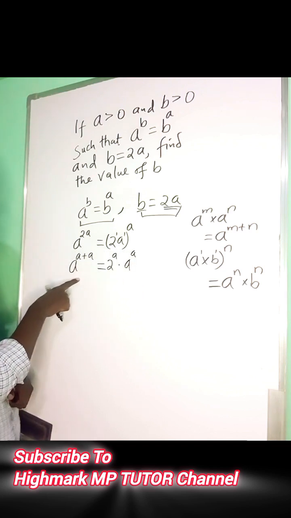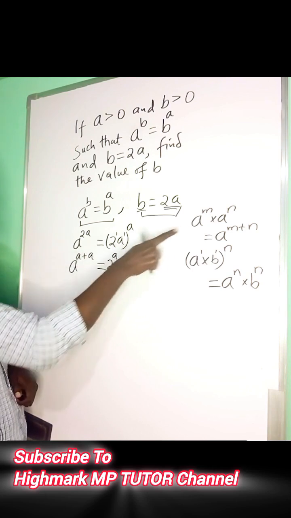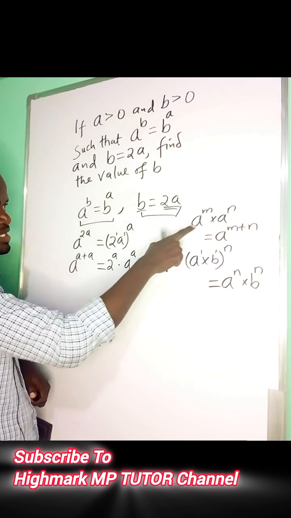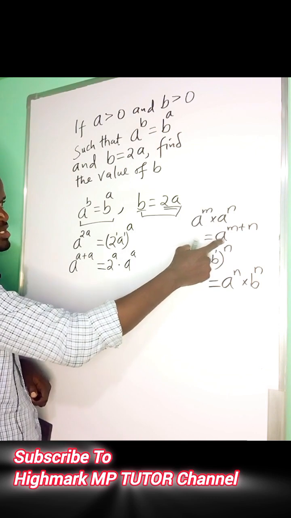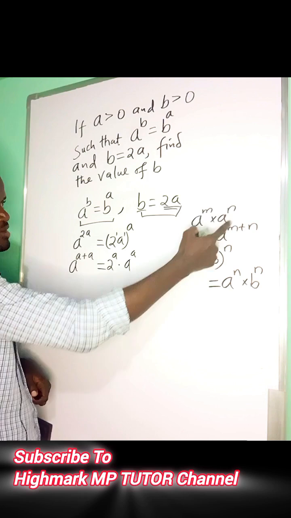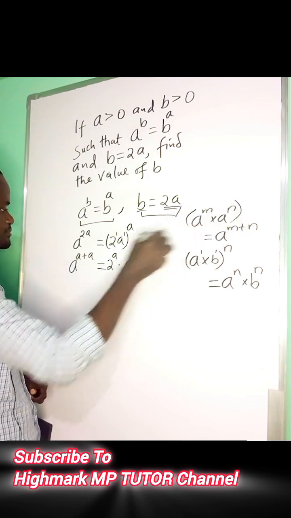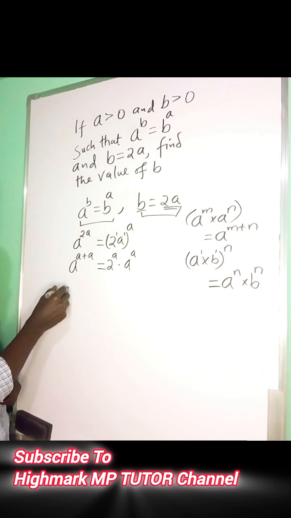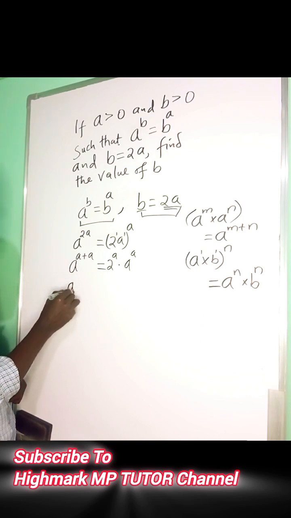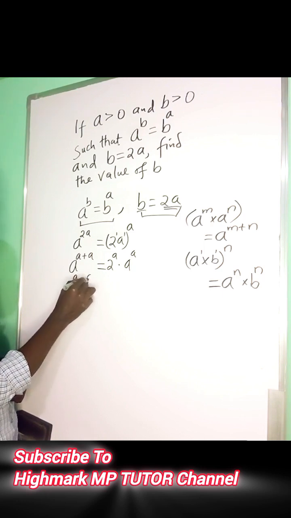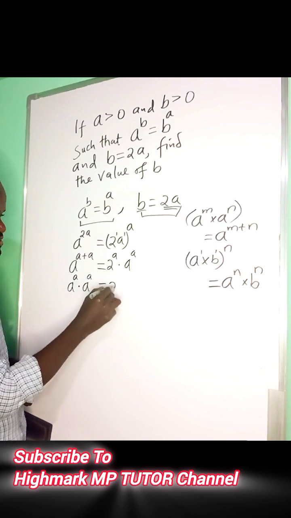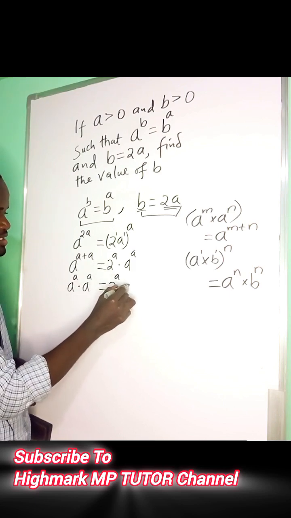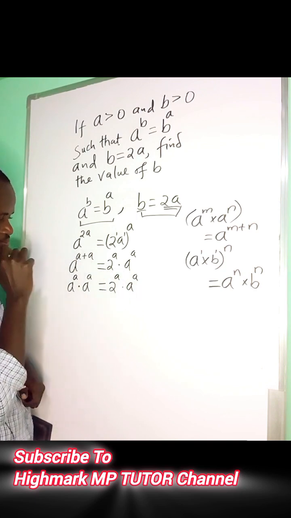Back to the left hand side, I want us to express A raised to A plus A in this form here. Remember, A power M times A power N can be expressed as A power M plus N. So I want us to have the left hand side in this form. So this can as well be written as A raised to A times A raised to A. Okay, on the right hand side, we will have 2 raised to A times A raised to A.